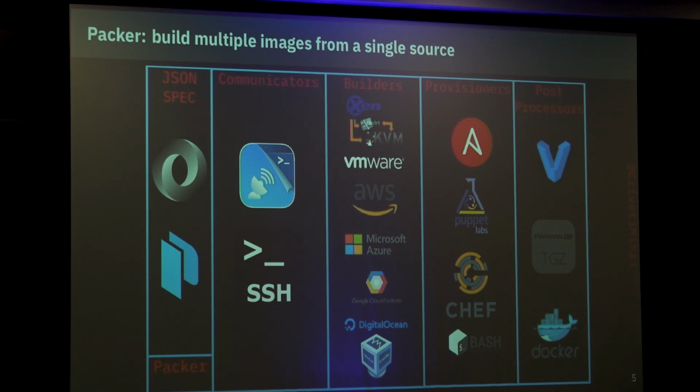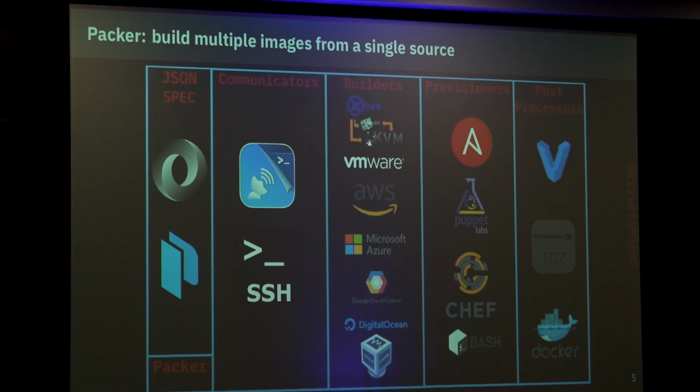So communicators use either SSH or WinRM or some other technology to communicate with an environment that's being built. So what do I mean? Packer has something. I shouldn't point at my screen, should I? Maybe I should make an AI algorithm that I point a laser at my screen and it points it back. It's very uncomfortable. So builders.